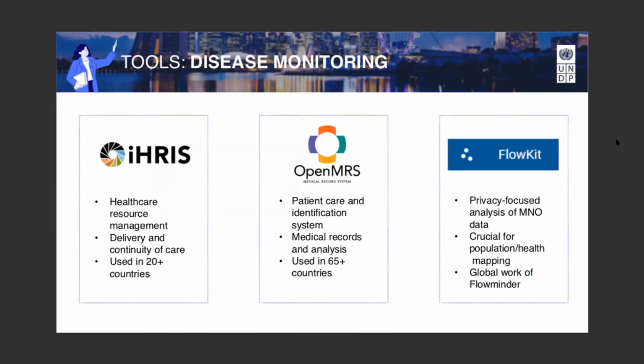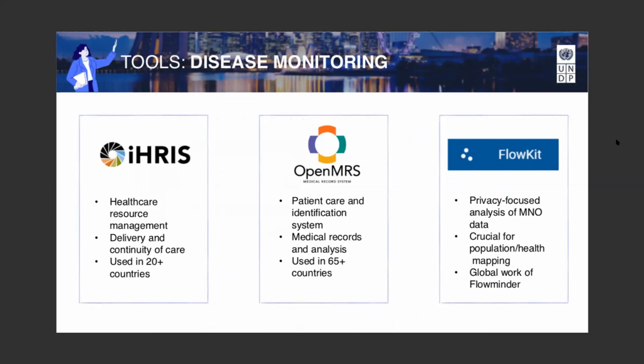So the first category is disease monitoring. So this is about using digital and open source to identify the spread of COVID-19 in the society. And all these tools, again, have been proven in many countries. And the first is IHRIS, which allows ministries of health to manage their health resources. And this is everything from managing, accrediting, recruiting, and training healthcare workers. And this is used in many countries around the world, particularly in a lower income setting.